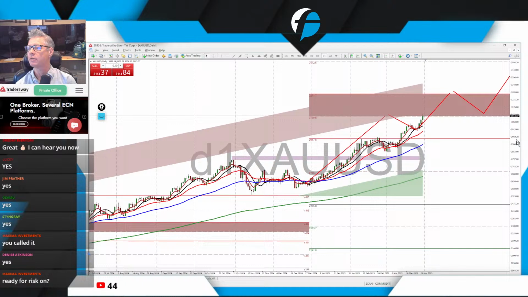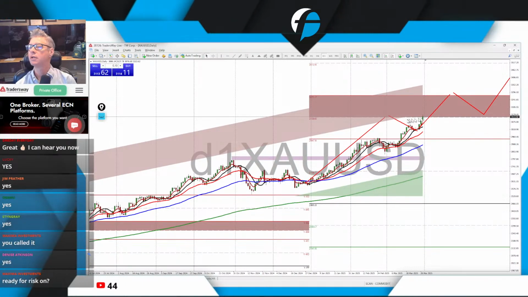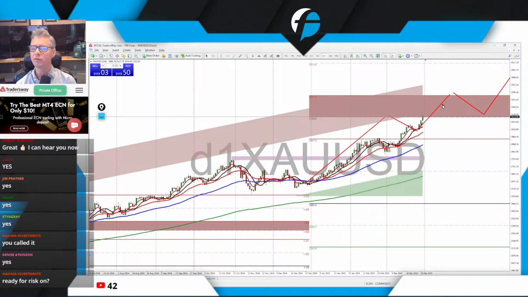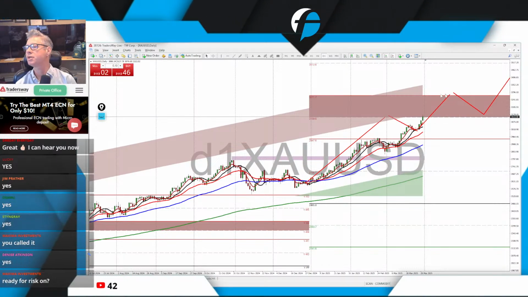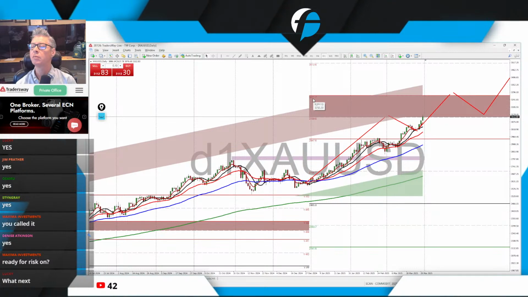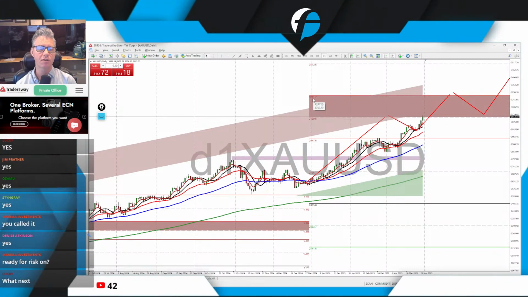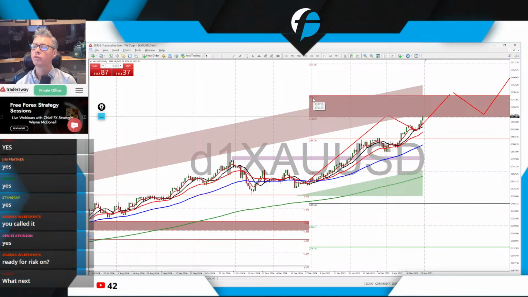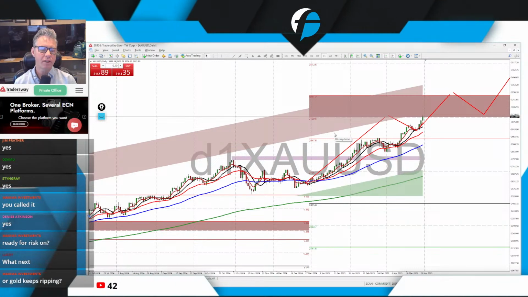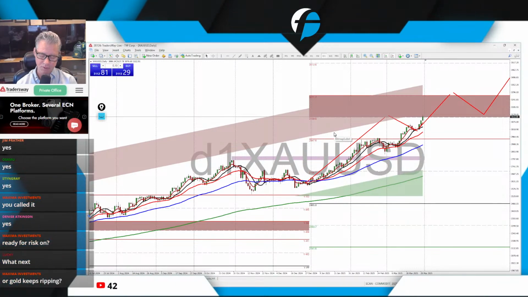Cool. So now what? If it wants to continue, and here's the little buy the dip scenario, if it's going to continue, the next one is 3,272. Well, it really depends on what happens on liberation day.